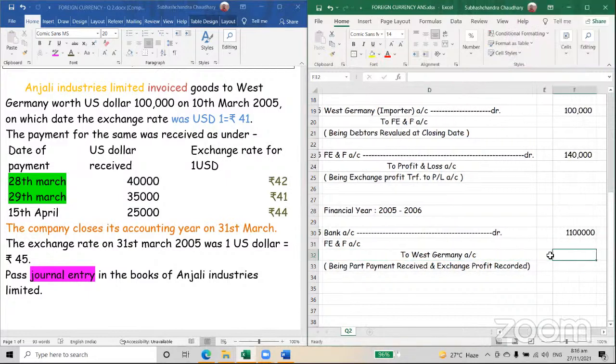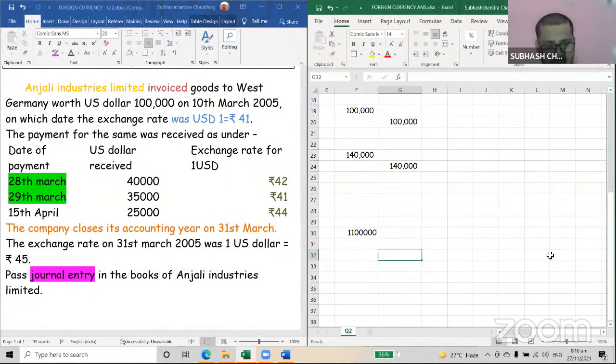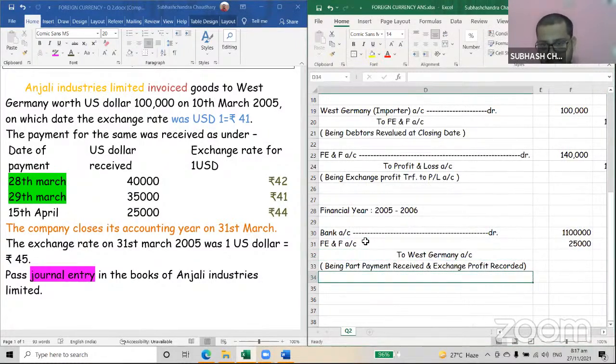So 45 into 25,000. In the bank account, how much will you get? 25,000 into 44. Here, how much will you get? Equal to 25,000 into 45, because it's revalued at 45. So what will be the difference? That will be 25,000, and that is a loss.